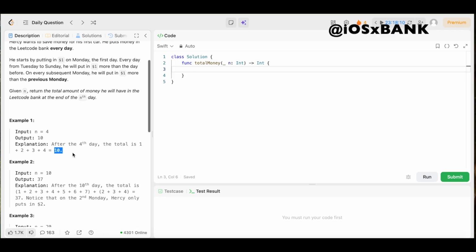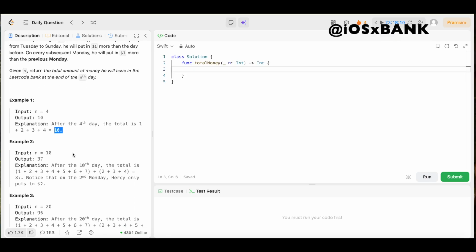So just in case that didn't make sense to y'all, let's take a look at example 2. In example 2, we have our input n equals 10. The output is 37. So we want to see how much money he will have on the 10th day. The explanation says after the 10th day, the total is 1 plus 2 plus 3 plus 4 plus 5 plus 6 plus 7 plus 2 plus 3 plus 4, which equals 37. It says, notice that on the second Monday, Hersey only put in $2.